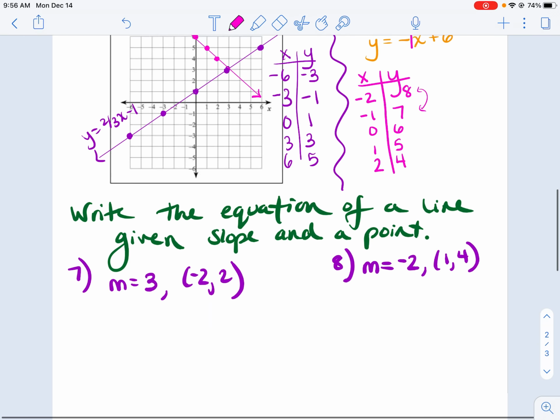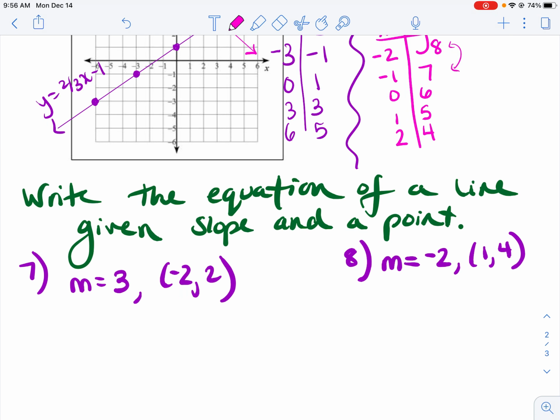And then our newest topic, the last thing we'll cover today, is writing an equation.